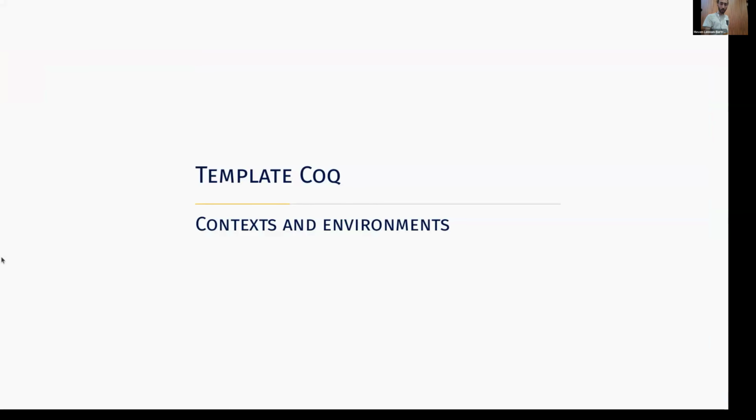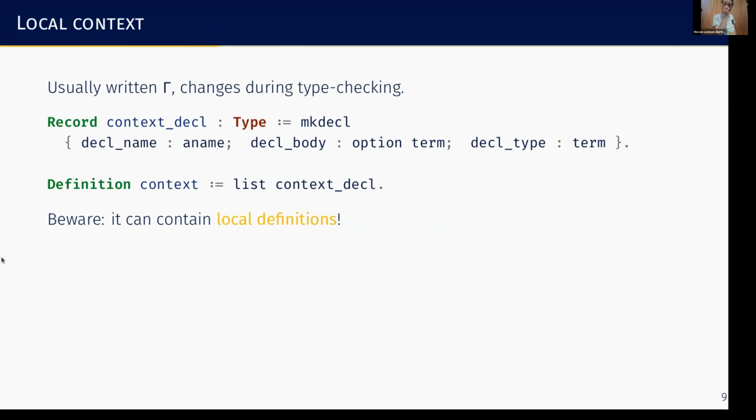Okay, so that's it for terms, and then of course on these terms we build a bunch of data types, and the most important ones are these contexts and environments which store information as we work. So the local context, usually written gamma, is the thing that changes during type checking. That's where the binders for lambda abstraction, for products, and so on and so forth are going to go.